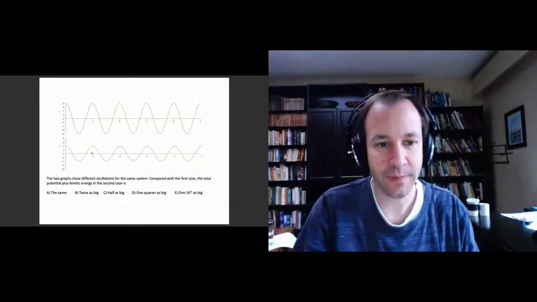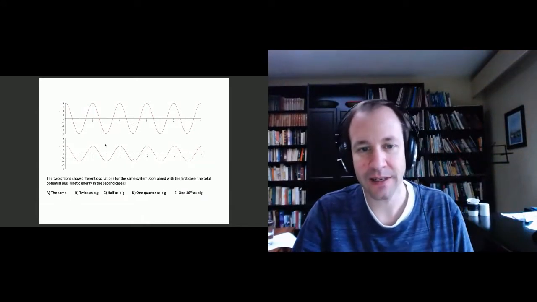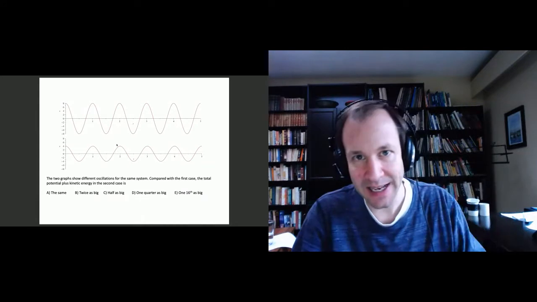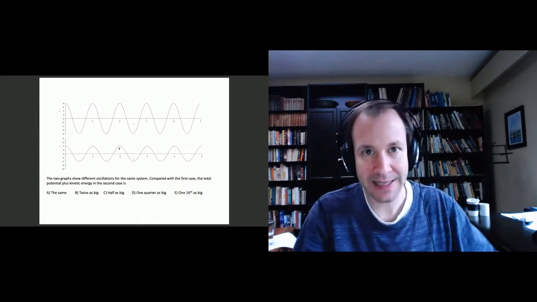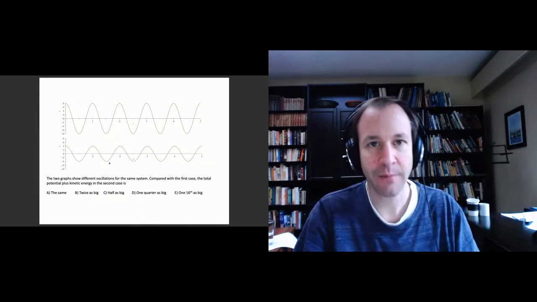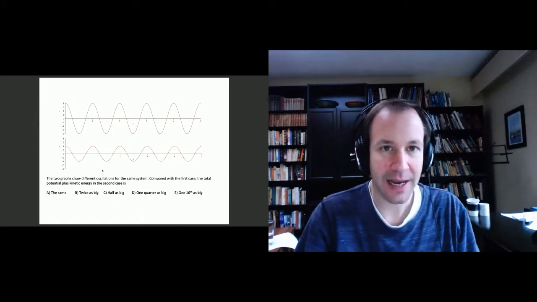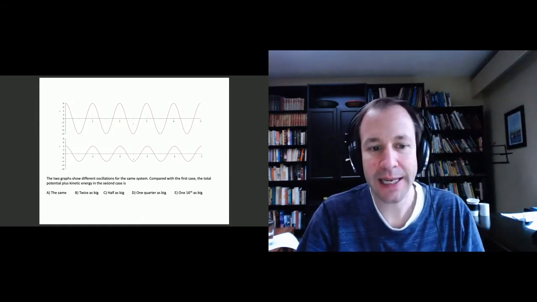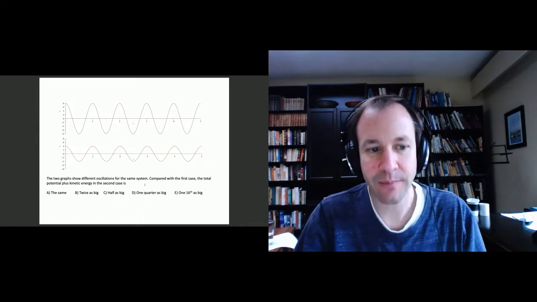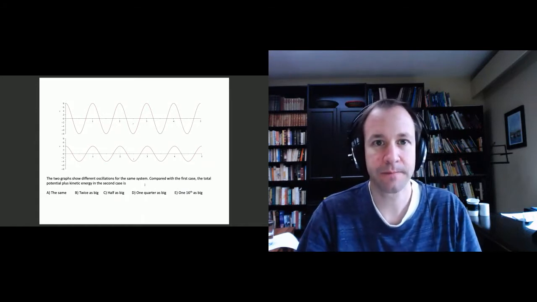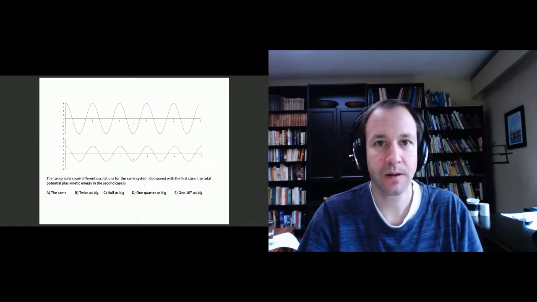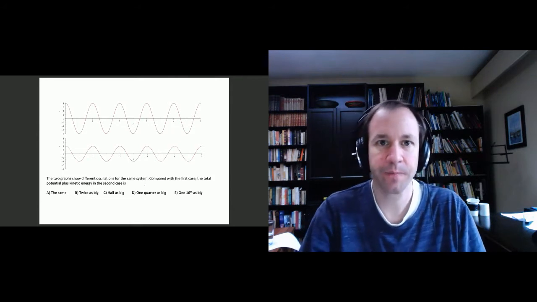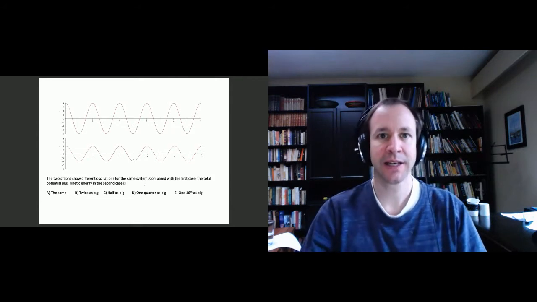And as you can see from the graphs, the frequency of oscillation is the same in both cases, as we expect, because the mass and the spring constant are the same, but the amplitude is clearly different. And the question is, in the second case, how does the energy compare to the first case? So think about that for a minute and choose one of these answers, and then we'll talk about it.